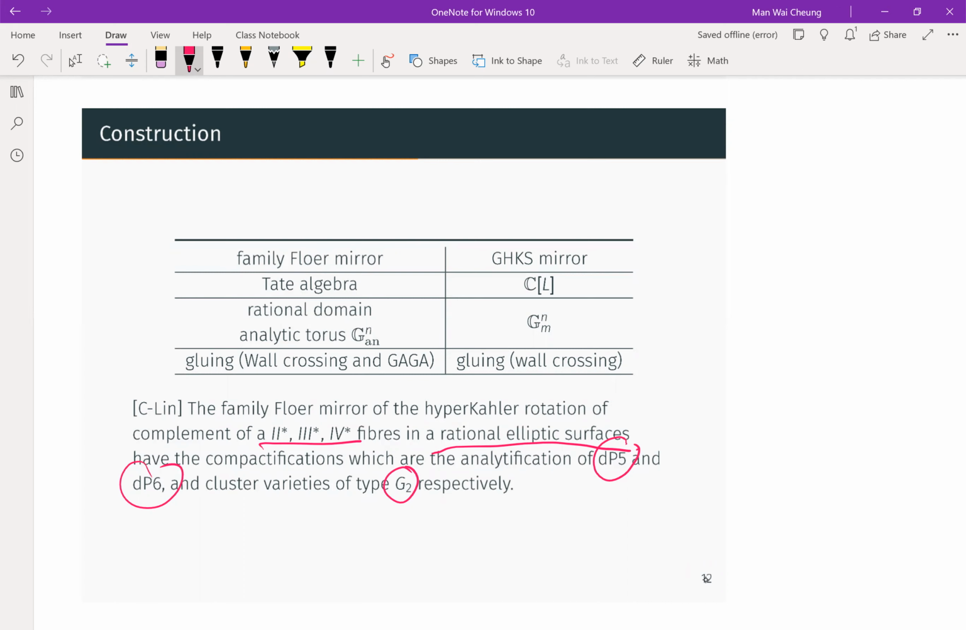Like this theorem, if you're hearing it for the first time, it might not sound very exciting, but I must say the family Floer mirror was laid out by Fukaya, and later on Abouzaid showed that the family Floer mirror functor will deduce homological mirror symmetry, and then Cheung gave the construction for the toric case. But this is the very first example for the non-toric setting.